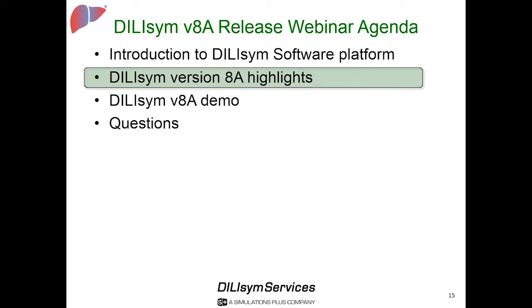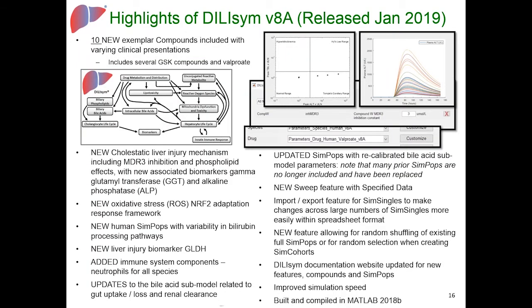So now let's move into looking at some of the DILIsym version 8A updates that have gone in. We've got 10 new exemplar compounds. They have varying clinical presentations, and they do include some compounds from collaboration with GSK. We have a new cholestatic liver injury mechanism I'll talk about, a new oxidative stress adaptation framework, very important for this idea of adapting to injury. New populations with variability in bilirubin, or new simpops, a new biomarker, GLDH, and also some new immune system components and bile acid components that I'll talk about more.